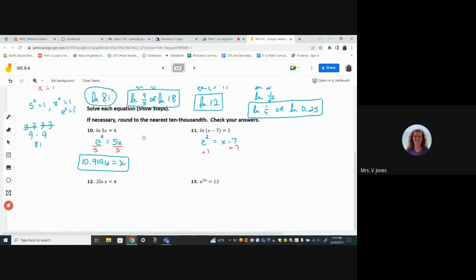So don't forget that, again, when you do the second ln button, that's what gets you to the e. You'll type the 2 in, then use that right arrow to get out of that exponent so you can then add 7 to it. And when you do that and you round it to 4 decimal places, which is the 10,000ths place, you find that that's your answer.